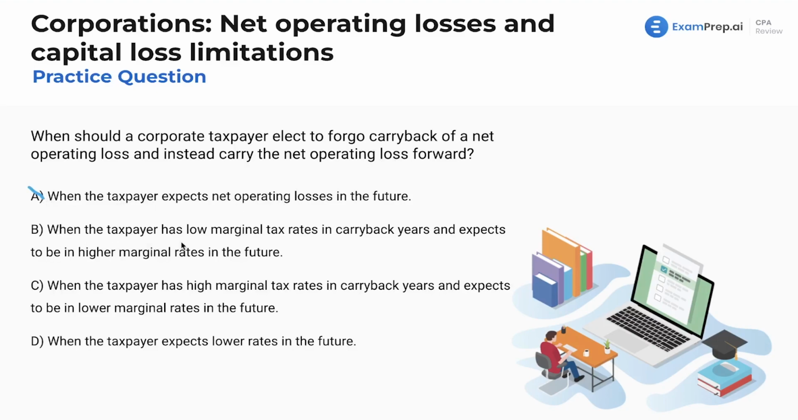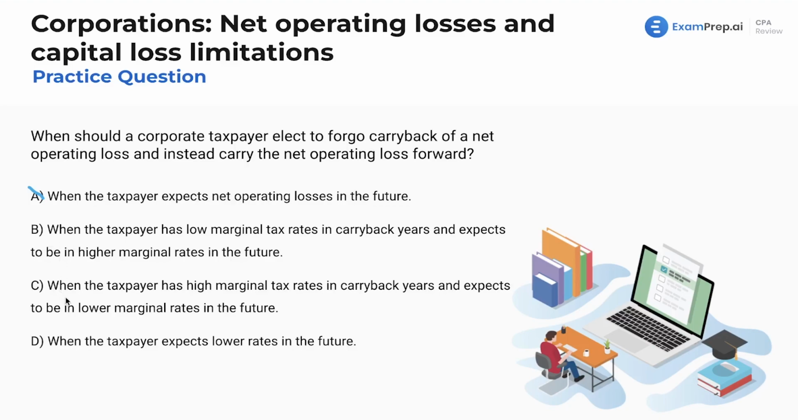When the taxpayer has low marginal tax rates in carryback years, meaning we had low tax rates in the past, meaning we had less taxes, and we expect to have higher marginal rates in the future. Now that sounds like a pretty solid answer because it means that we likely didn't have a lot of taxes in the past. We're expecting to have a lot more taxes in the future, and as such, we would like to carry forward the net operating loss rather than back. So I'm going to leave this as a possible answer.